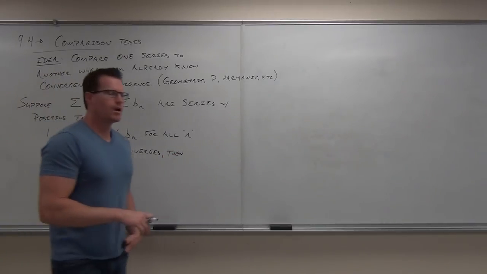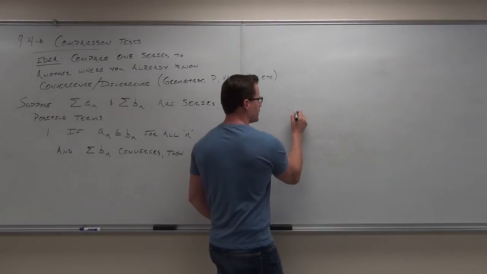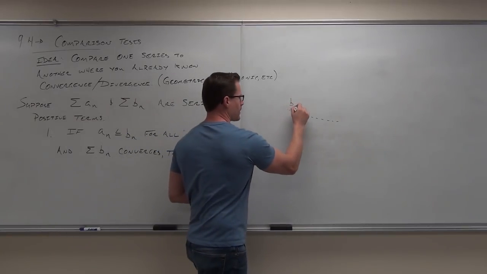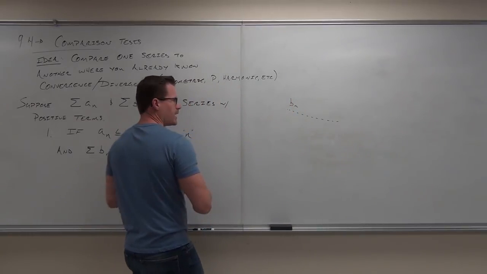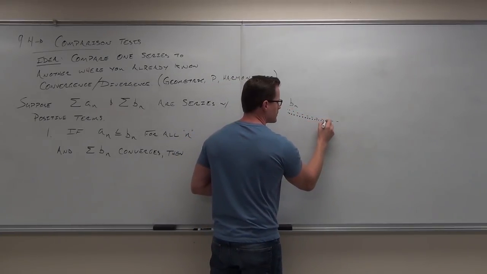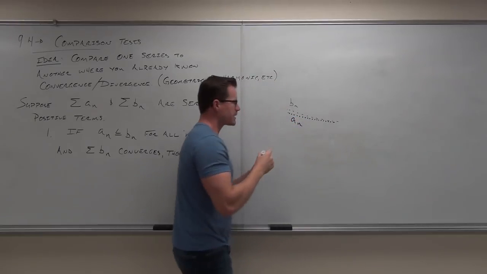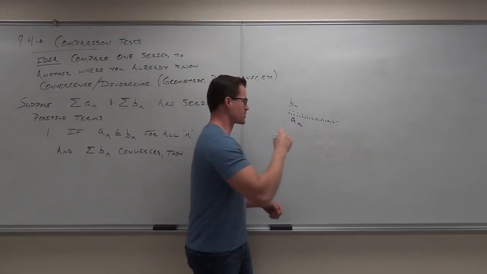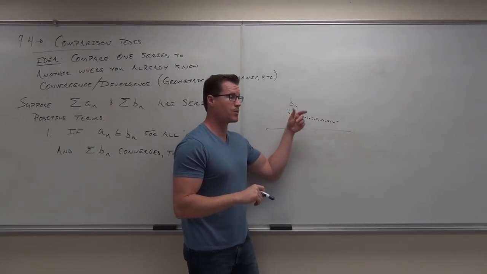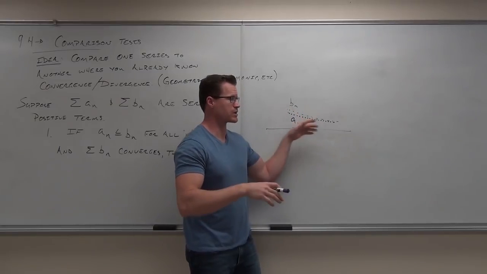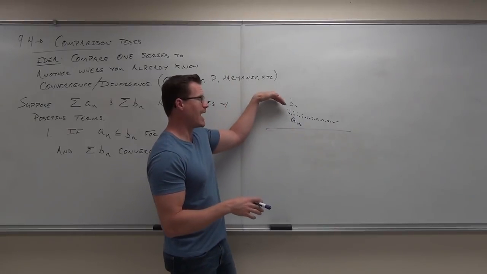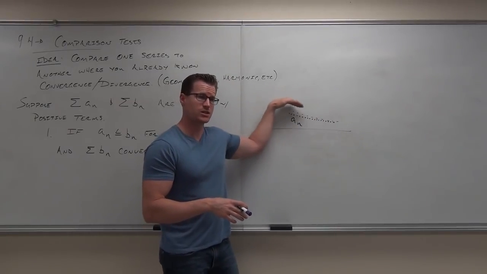What's going to happen if I have my B sub n's and I have my A sub n's? And I say, they're both positive terms, so they're both above 0. And I say, for every single one of these terms, A sub n is less than, or maybe equal to B sub n. It could be right on top of it. Who cares? It's just not greater than that. I say, furthermore, what I know is that when I add all these terms together for B sub n, this series converges.